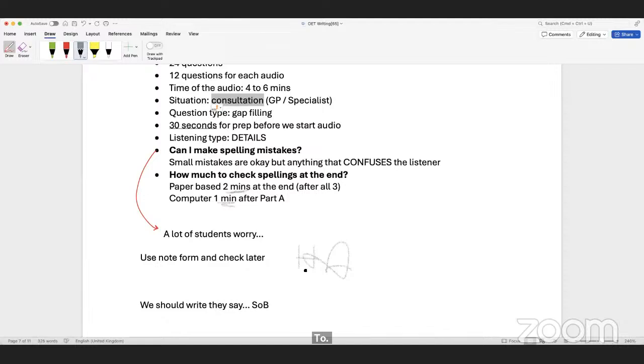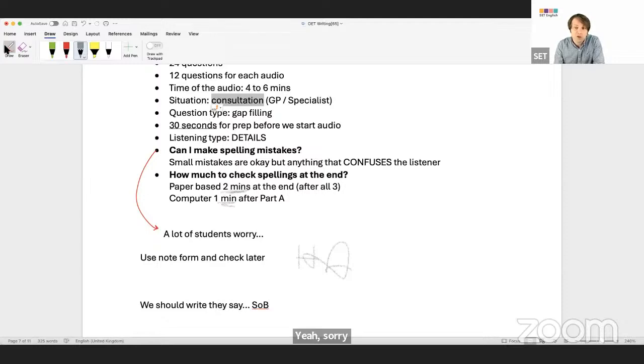So guys, just to go through this again. Yeah, sorry. You have 2 minutes at the end, and you can change your answers. So what I would do for SOB, if it was me, I would write down SOB, and then later on I would come back and change it. I have 2 minutes at the end of my paper test to change that.